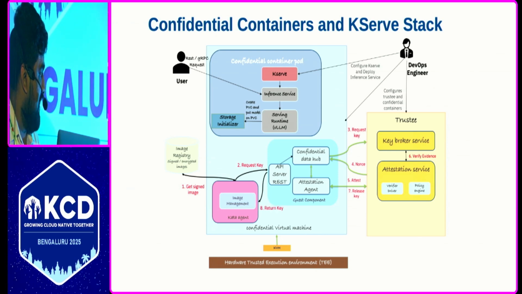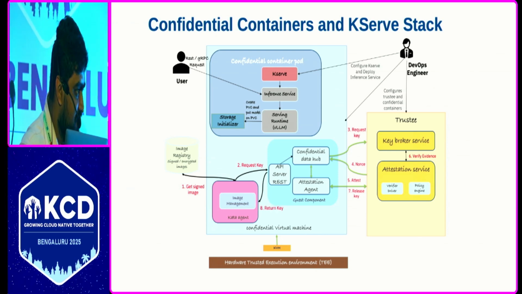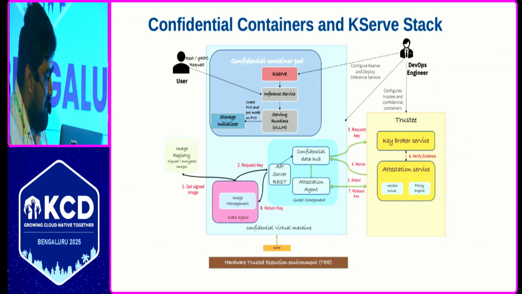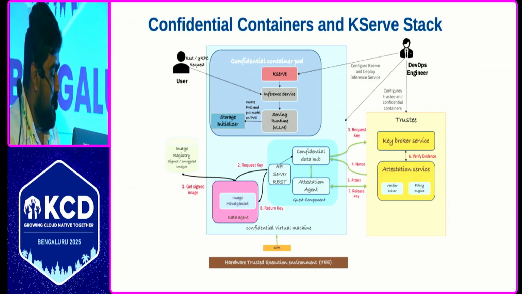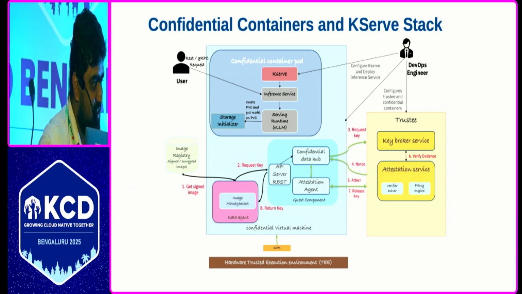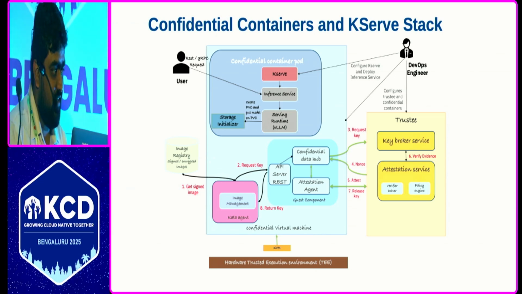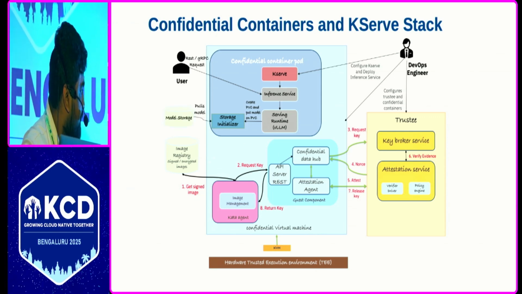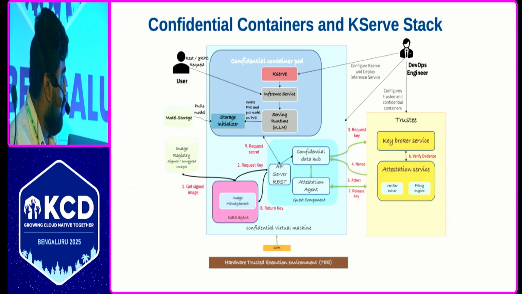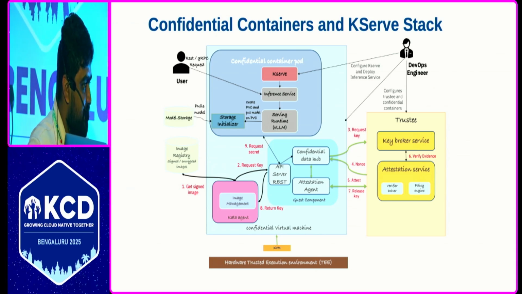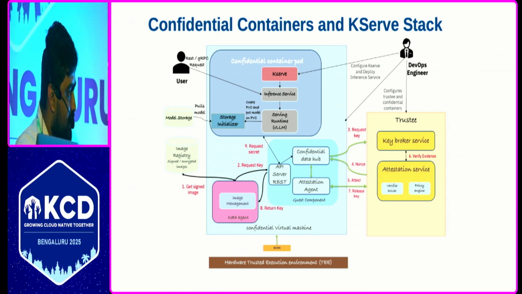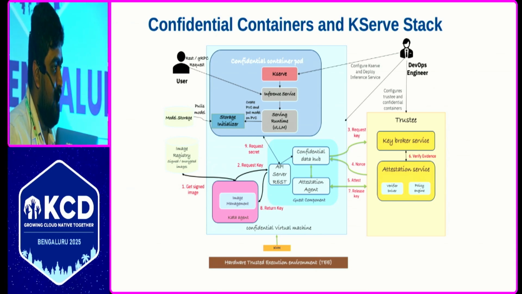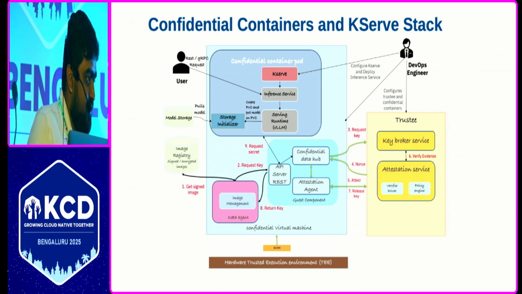That key will be returned back to the image management to verify this image, whether it is legitimate, and the processing starts only after that. Once the deployment is started, the storage initializer comes into the picture, which loads the model from the model storage, which can be your S3, GCS, or a model registry also.